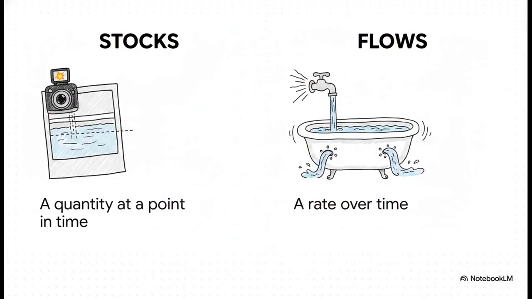And this difference between them, it's simple, but it's also really profound. Let's break it down. A stock is a quantity you measure at one point in time. It's the system's memory. It's a noun like skunk population. A flow, though, is a rate measured over a period of time. It's the system's activity. It's a verb like births or deaths. I love this way of thinking about it. Stocks are about being, and flows are about becoming.